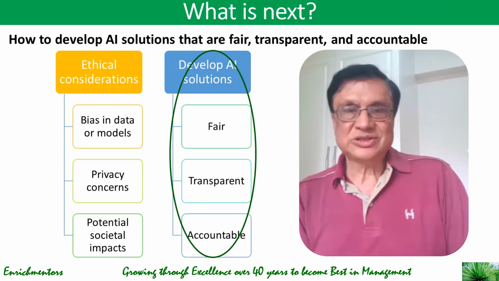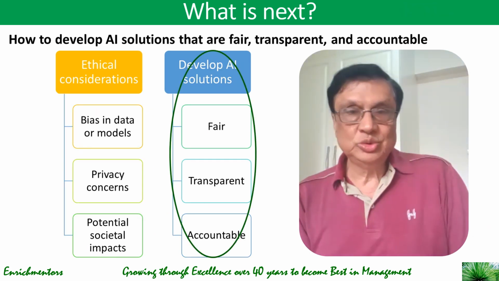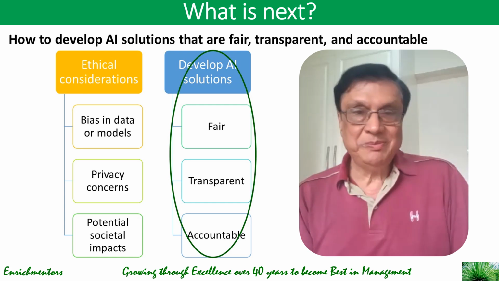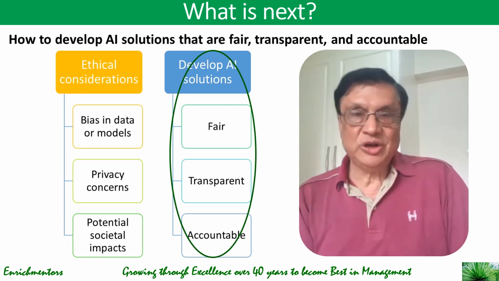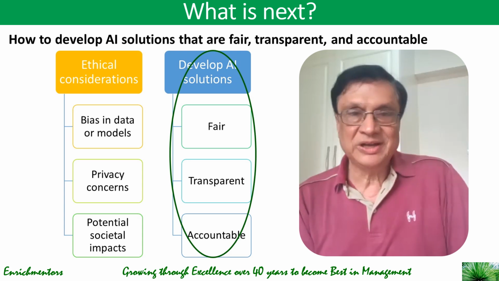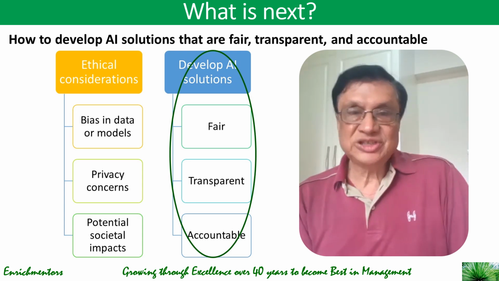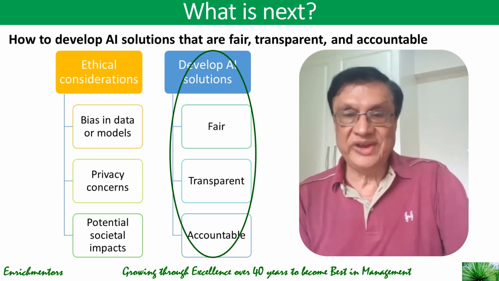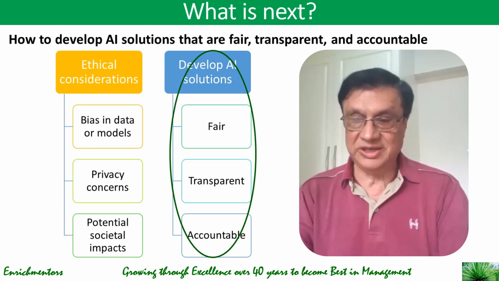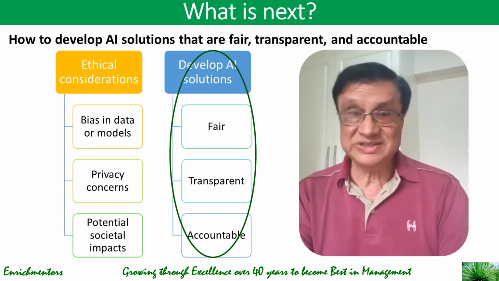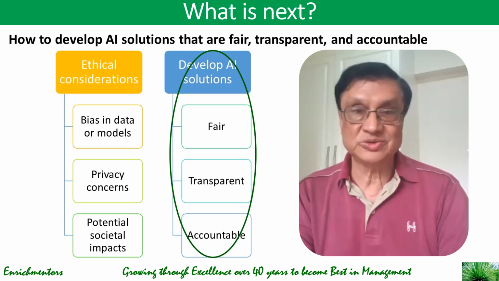So what is next? Having looked at how to take care of biases in data and models, privacy concerns, and potential societal impact, we will now look at broadly how to develop AI solutions that also include fairness, transparency, and accountability, in addition to the effectiveness and efficiency that we have been focusing on so far.